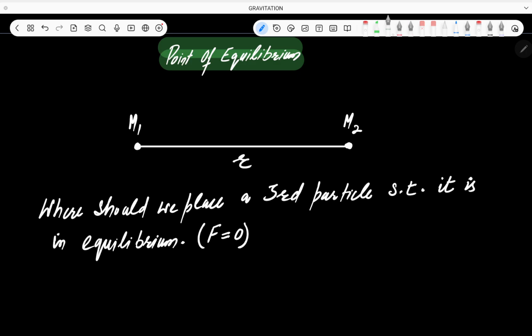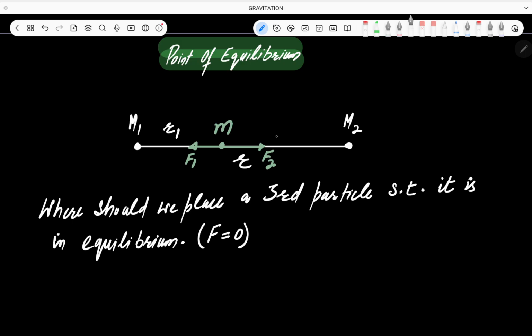Now, using your common sense, it's obvious that the third particle should be placed somewhere between m1 and m2. This is the third particle, of mass m. Why? Because there are two forces on this m. One force is due to m1, directed towards left, and another force is due to m2, directed towards right. Now there is a possibility that this F1 and F2 are equal and opposite, and they will cancel each other, and the net force on this small m is equal to 0. And hence we say that this particle of mass small m is in equilibrium.